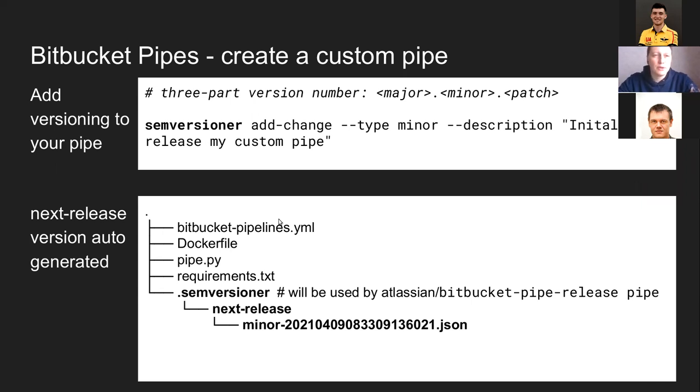So for that, you should add versioning to your pipe with some versioner. You just type the command some versioner add change, for example, type minor or major or patch and a description. It's a message for your user, and of course, for you to log changes and have a good description. So the versioner will generate the next release files, and these artifacts will be used by the Bitbucket Pipes release pipe for versioning and tagging for your pipe.